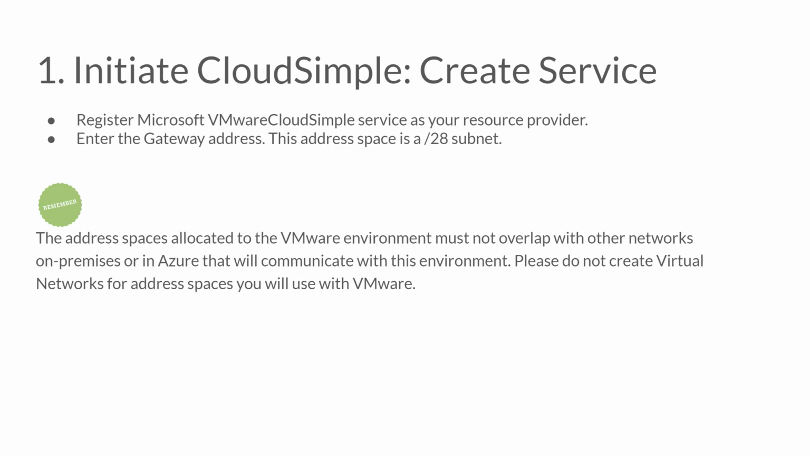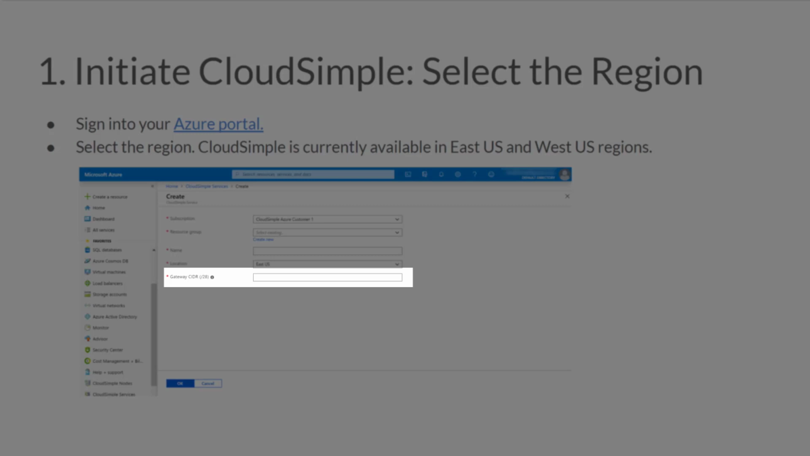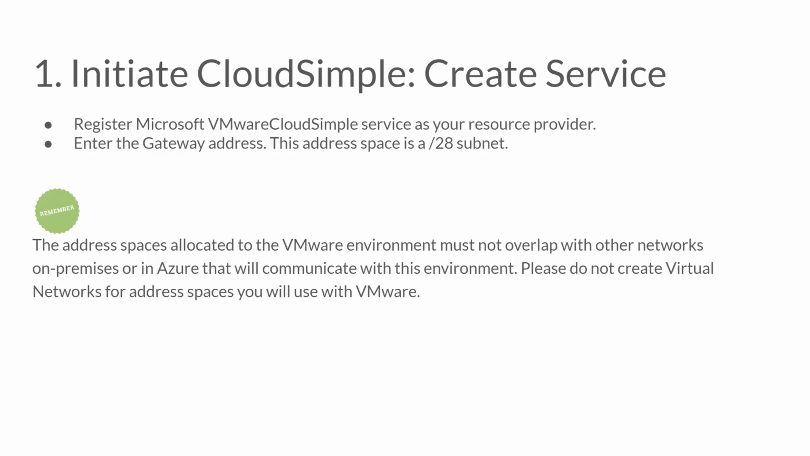You will enter the gateway address space using which connectivity to CloudSimple environment will need to be established using this /28 field. Ensure this address is not duplicated in any other place to allow seamless network flow. Note that all network access to the service flows through Azure Cloud and gets Azure's DDoS protection and security monitoring.